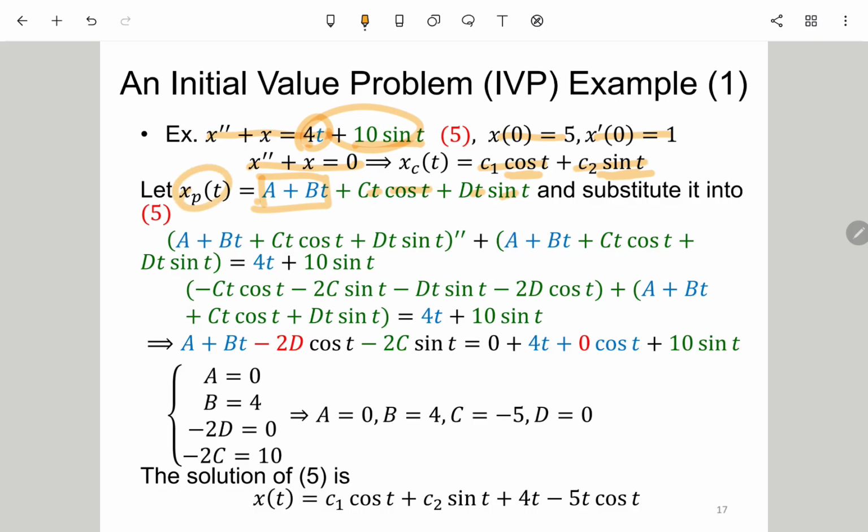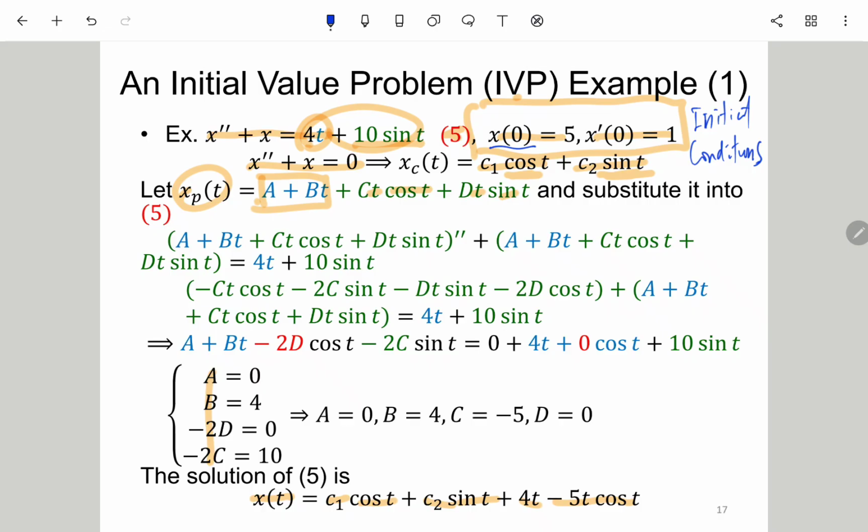Then we plug this xp back into equation 5, so we will be able to find A, B, C, and D, and finally come up with the complete solution: C1 cosine of t plus C2 sine of t plus 4t minus 5t cosine of t. If you don't have the initial condition, then it is already done. But here we have initial conditions, which means that when t equals 0, x is equal to 5, and when t is equal to 0, x prime is equal to 1.